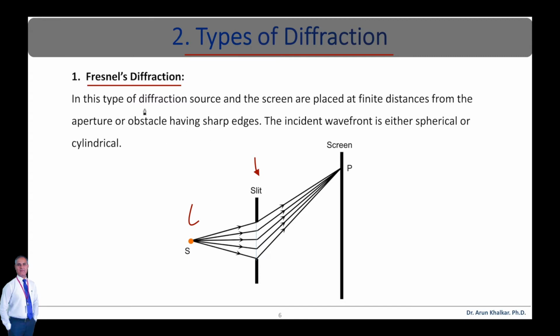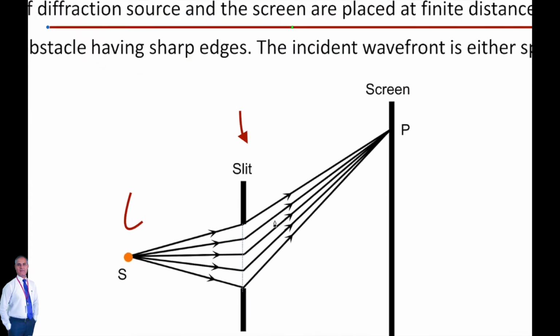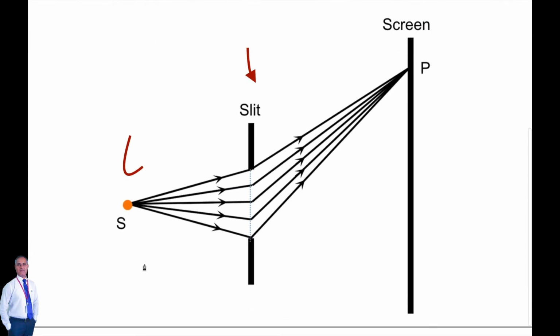In Fresnel's diffraction, the source and the screen are placed at finite distances from the slit, as shown in this diagram. It means the distance between the source of light and the slit, and the distance between the slit and the screen, are all finite. To observe Fresnel's diffraction, such an experimental arrangement is required. In this diffraction type, the incident wavefront is either spherical or cylindrical.